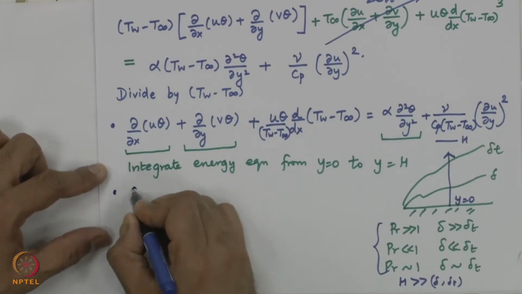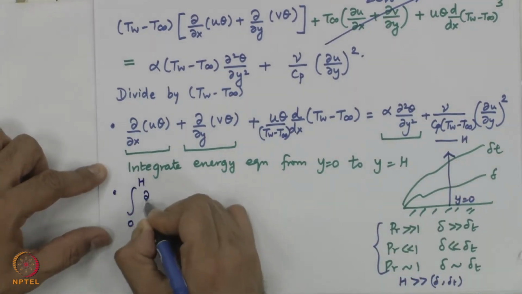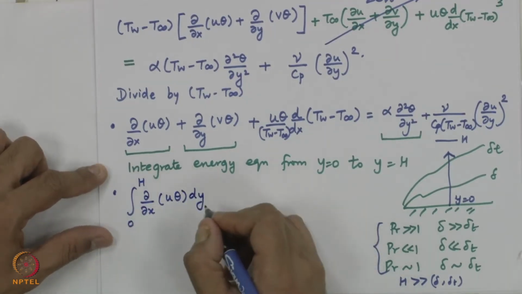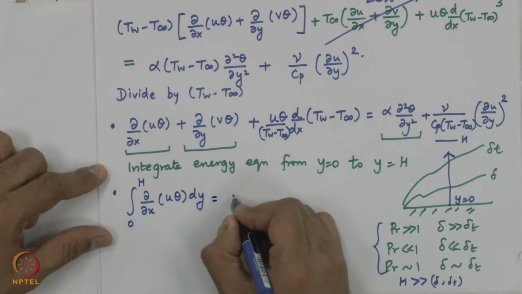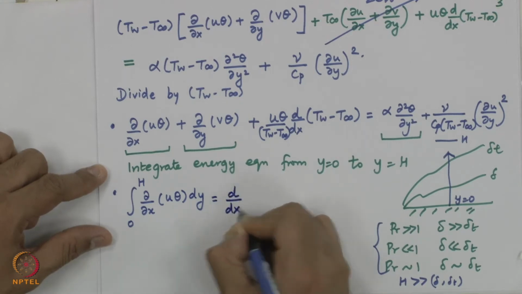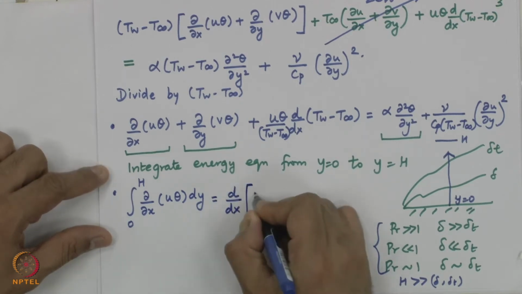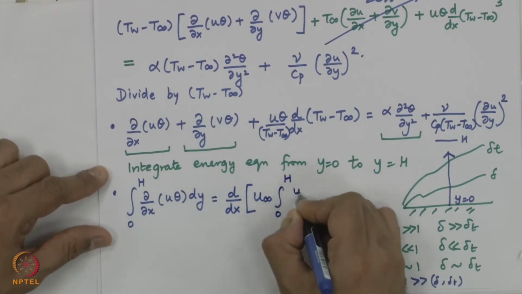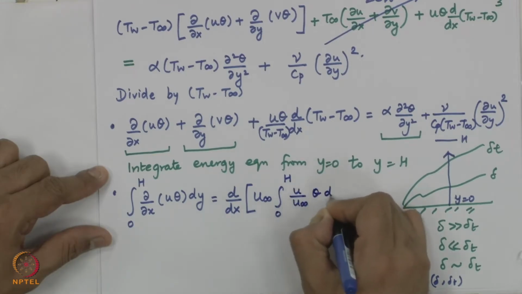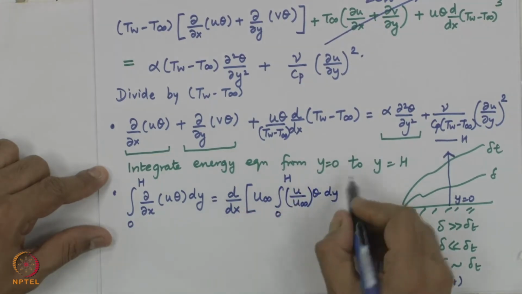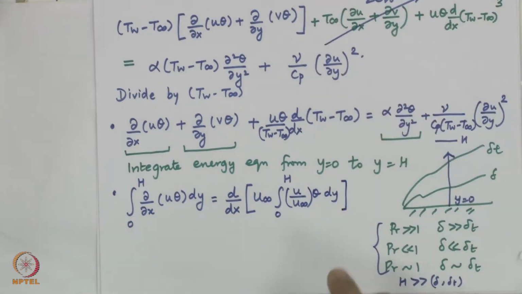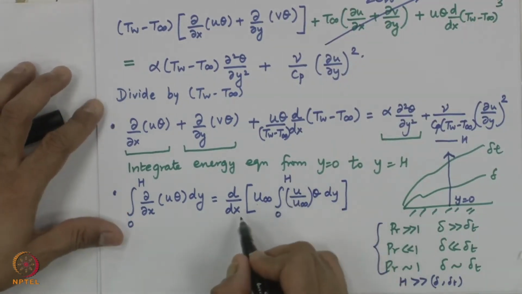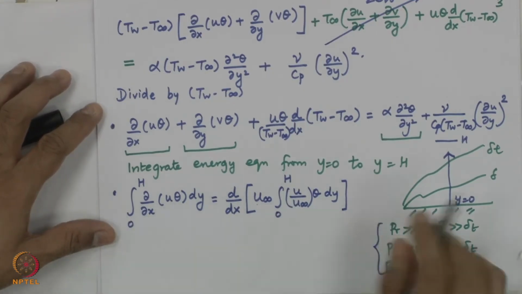So, the first term integrated is integral 0 to h of d by dx of u theta dy. This is now going to be modified as d by dx, a regular derivative. I am going to explain this. Let me write this down: integral 0 to h of u by u infinity, theta dy. I have multiplied and divided by u infinity. Taken the differential out and made it a regular derivative.